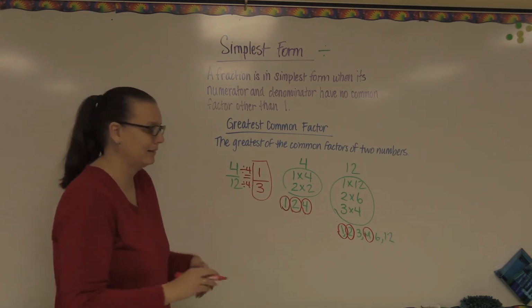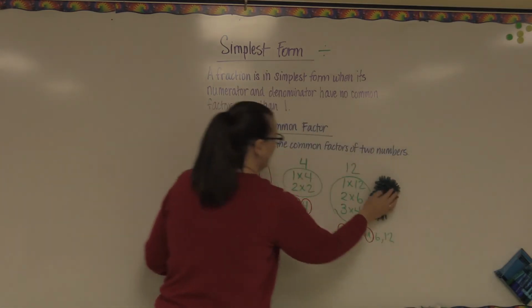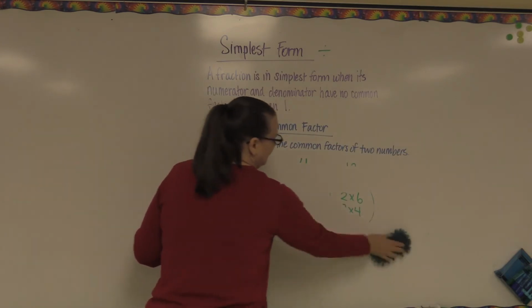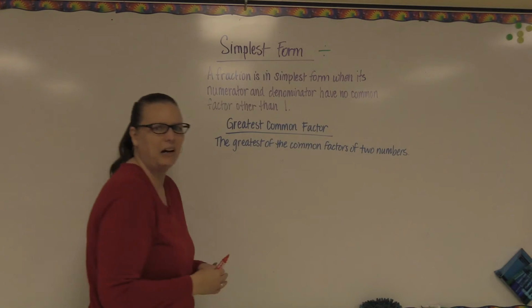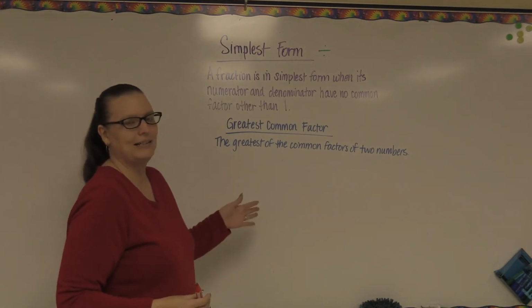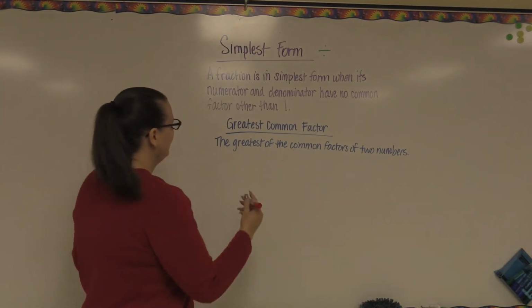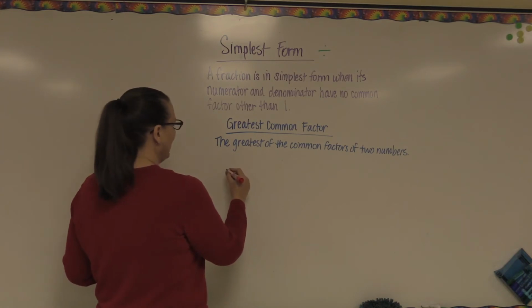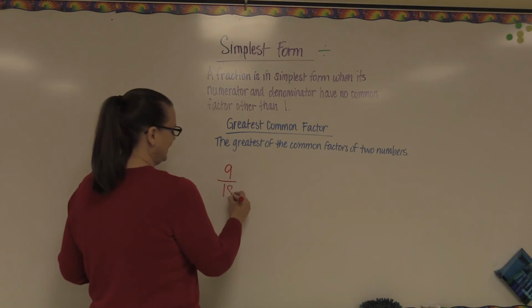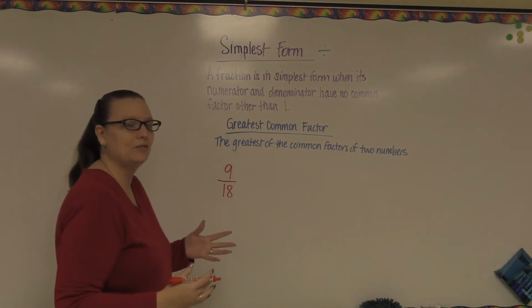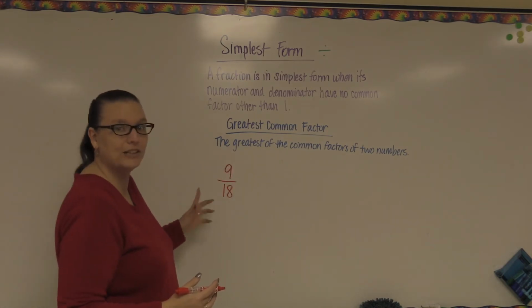Let's do another one together. I'm going to erase this so we have more room. This is going to be one of those concepts that you're going to look at and think, that's really complicated. Once you start practicing it, it's really very easy. What if we have something like 9/18? If we want to put it in simplest form, we've got to figure out the factors for these numbers.